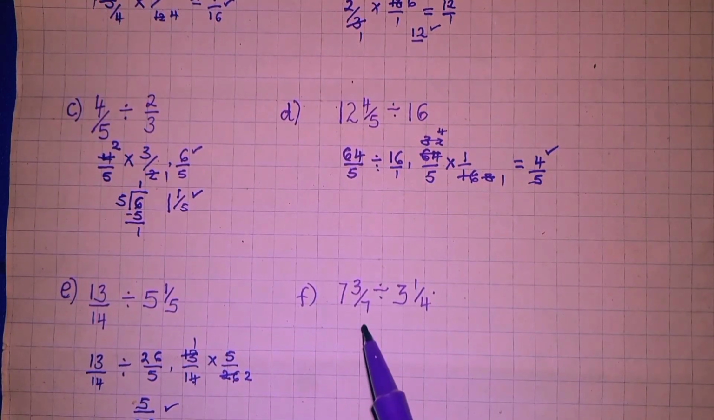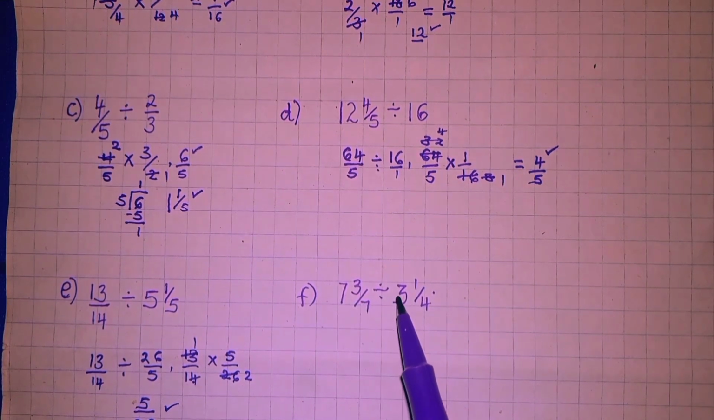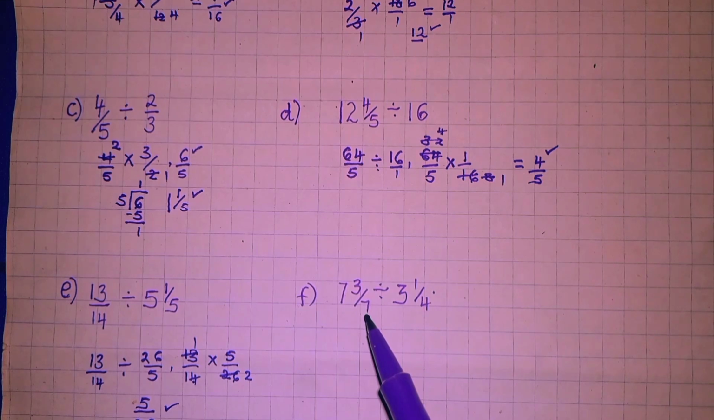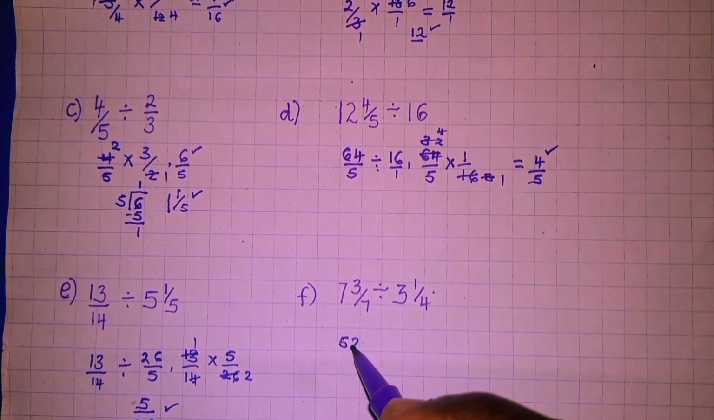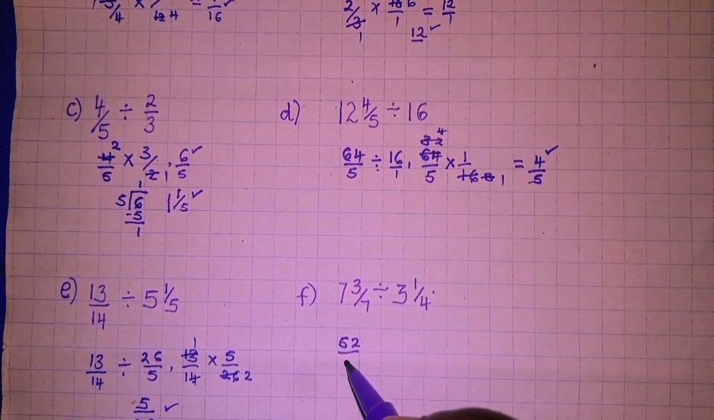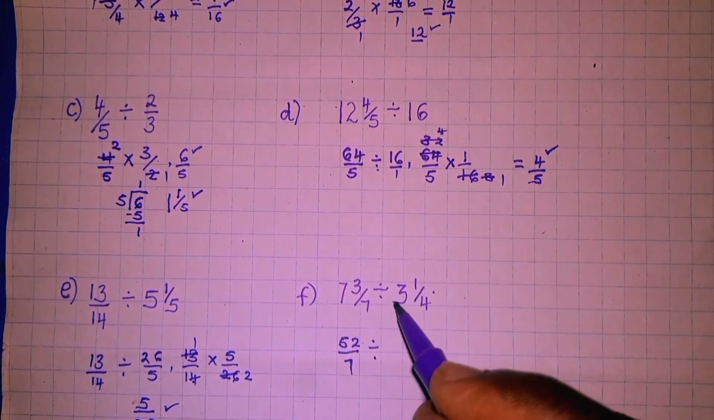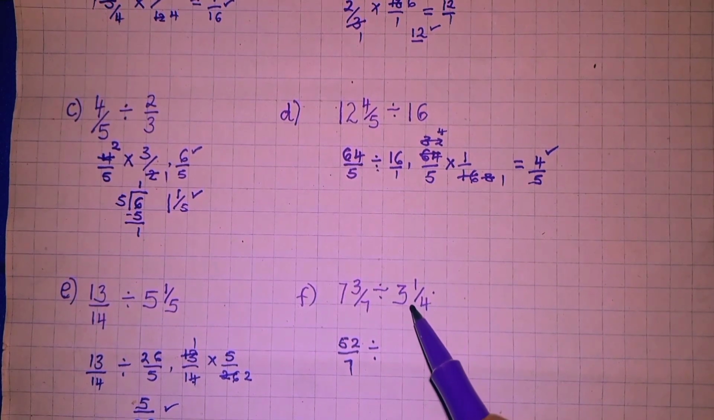Then our last question is 3/7 divided by 3 and a quarter. So convert this one into an improper fraction. This one becomes 7 times 7 is 49. 49 plus 3 is 52. 52 over 7. Then divided by, convert also this one into an improper fraction.